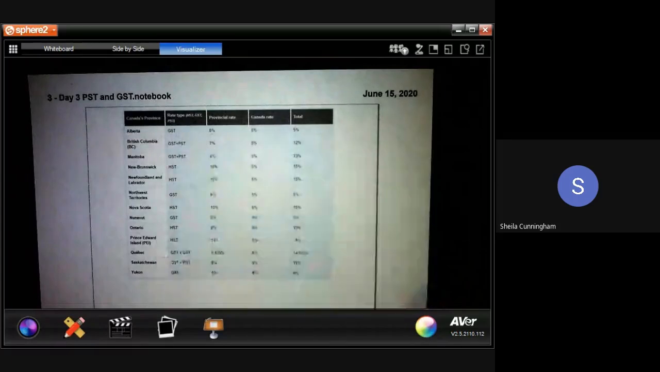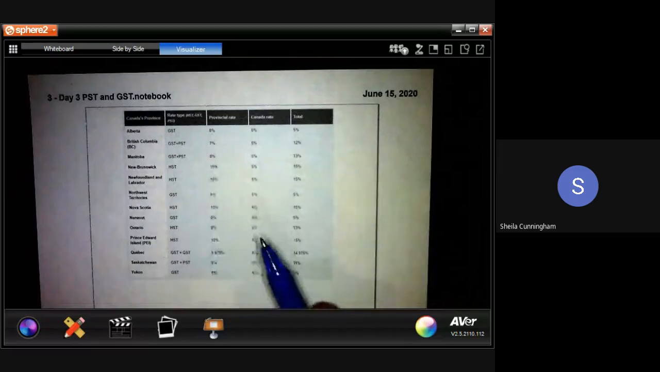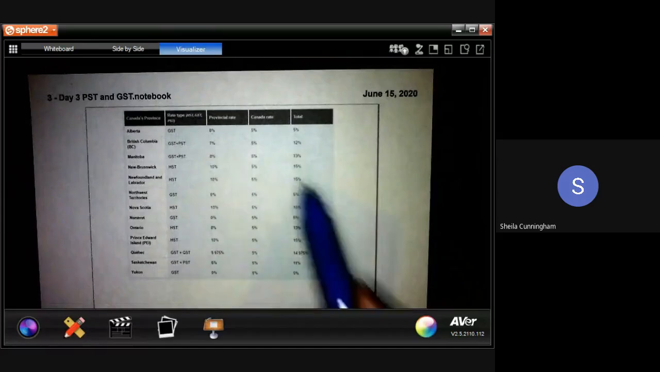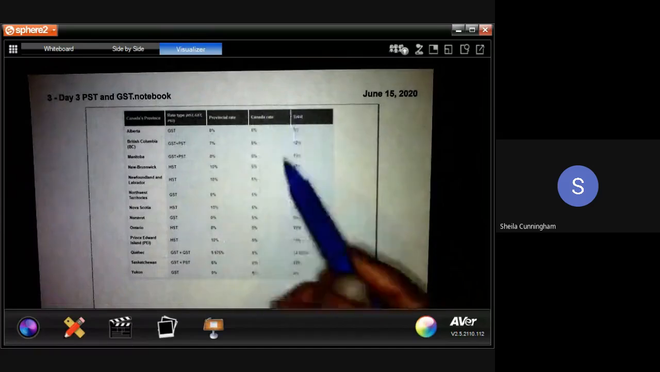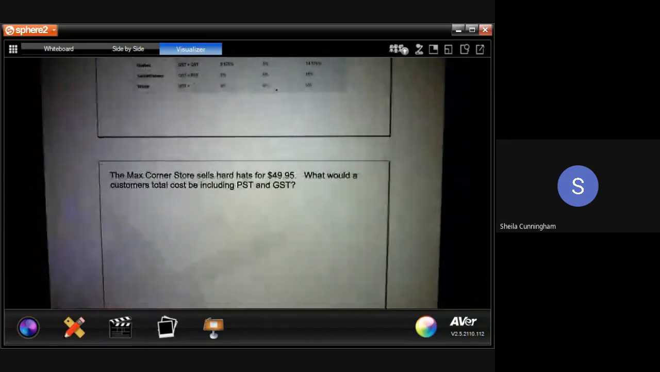So everybody has different values. BC is sitting at 7%. New Brunswick is sitting at 10% for PST. So they vary all over the place. Depending on which province you're in when you go to buy something, you have to understand that some places have a PST, some places don't, but everybody has a GST. You will for sure be paying 5% in tax on some purchases. So let's have a look at how we calculate that.